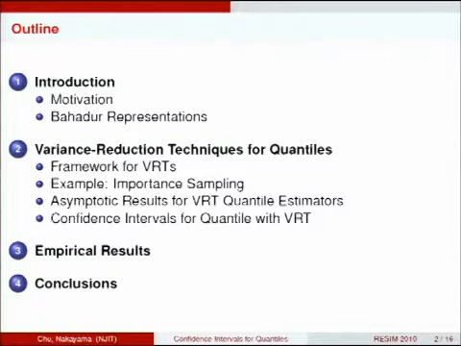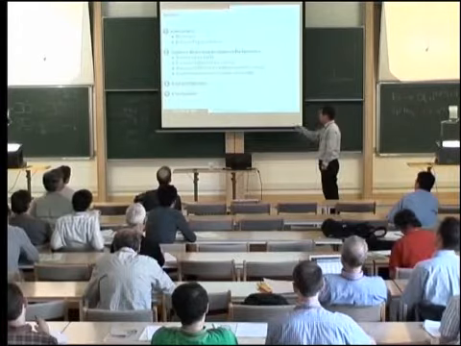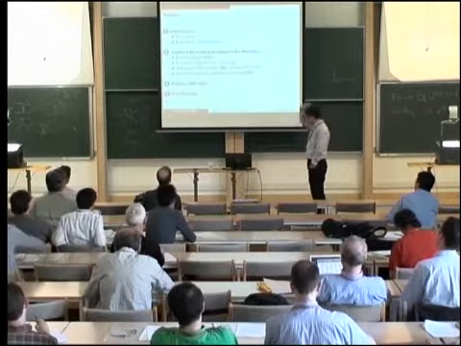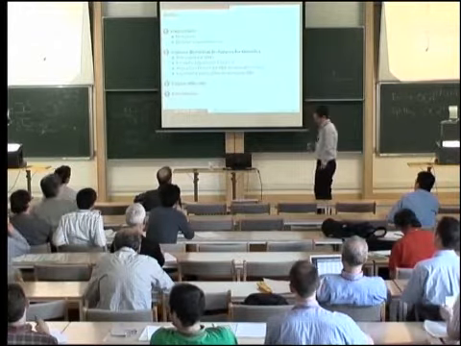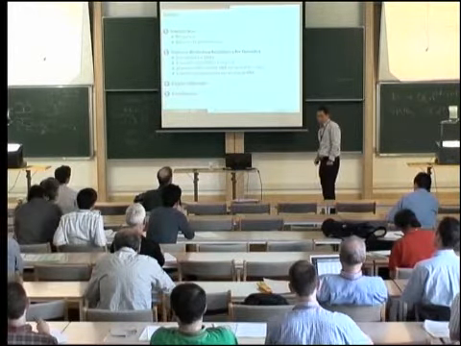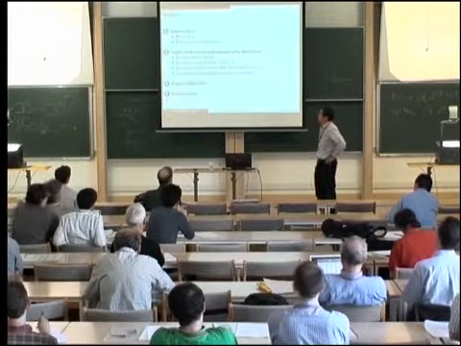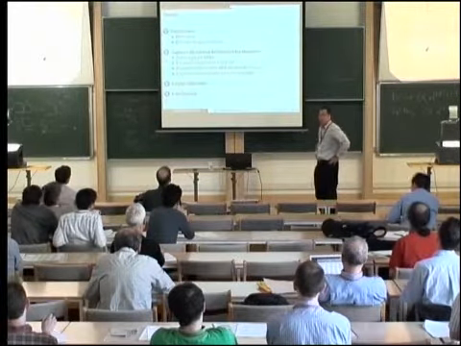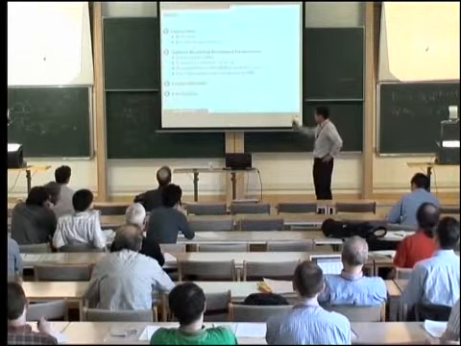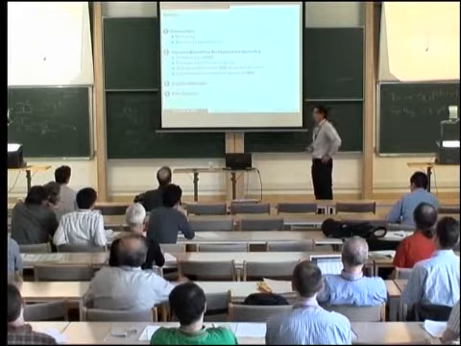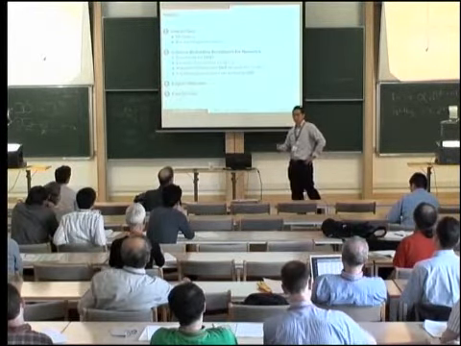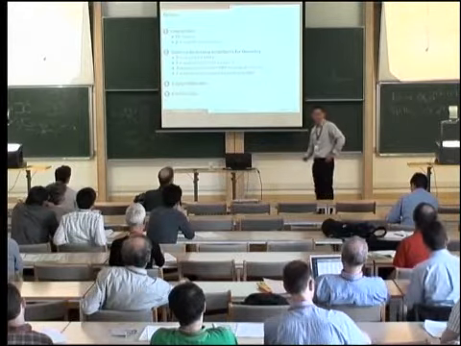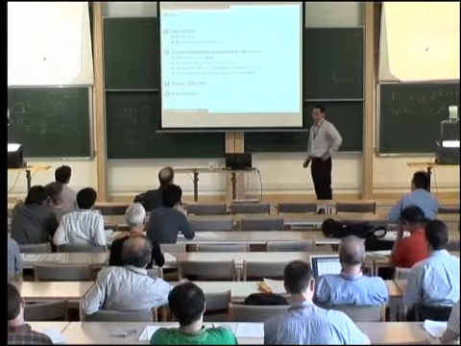Okay, so a brief outline of the talk is as follows. I'll first just give a motivation, which the other two speakers have already gone over. Our goal again here is to try to construct confidence intervals for quantiles. And the basic approach that we're going to be using is to exploit a Bahadur representation. So I'll first review what a Bahadur representation is in the case of crude Monte Carlo.